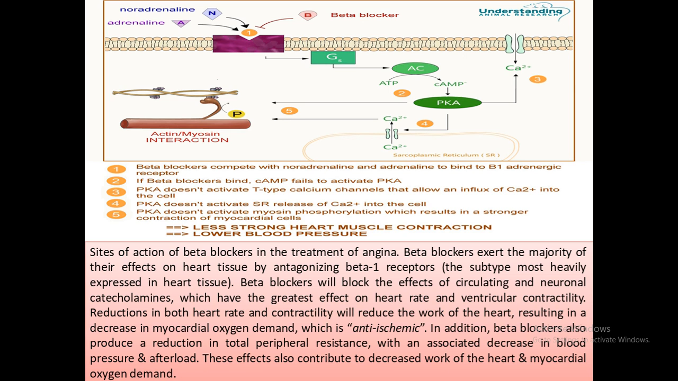Site of action of beta blocker in the treatment of angina: beta blockers exert the majority of their effect on heart tissue by antagonizing the beta 1 receptor, the subtype most heavily expressed in the heart tissue.